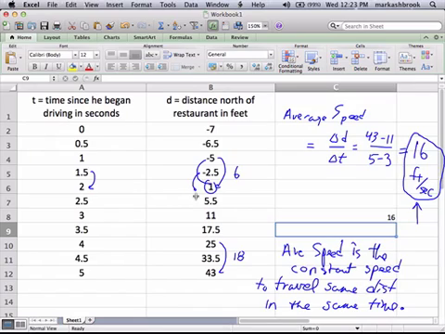How much time did it take to travel from 20 to 30 feet? Well, sometime between 3.5 and 4 seconds, it hit 20 feet. How do you find that time? Yeah, so you're going to need the formula 20 equals 2t squared minus 7. And you're going to have to get that time corresponding to 20 feet. And then 30 feet away from the restaurant is some time between 4 and 4.5. You're going to have to plug 30 into the formula. 30 equals 2t squared minus 7.